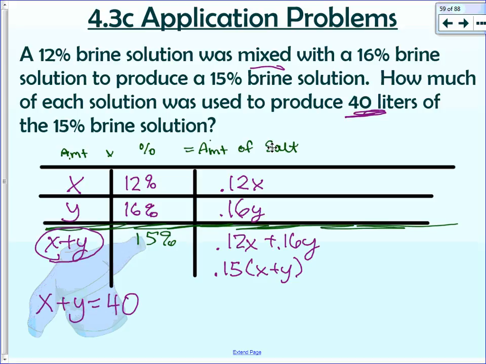The other equation I can solve is that if this is 40 times 0.15, you guys see here I have 40 times 0.15. Can you guys calculate that? 6, yeah. So 40 times 0.15 equals 6. So this equals 6. So that is going to be our second equation.